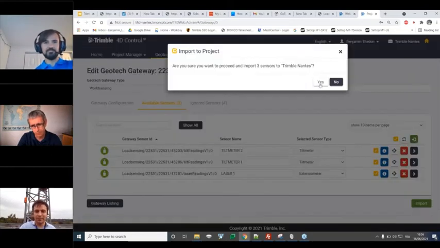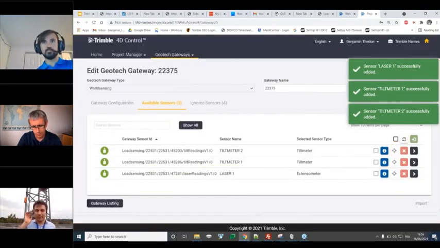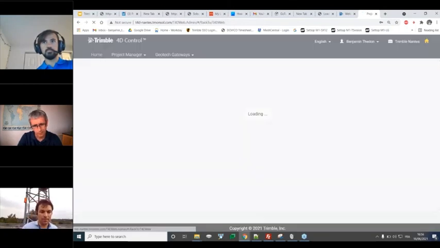So now I import the data on T4D. I make sure to import the three sensors. And now it imports the three sensors on T4D. Now let's come back to home.